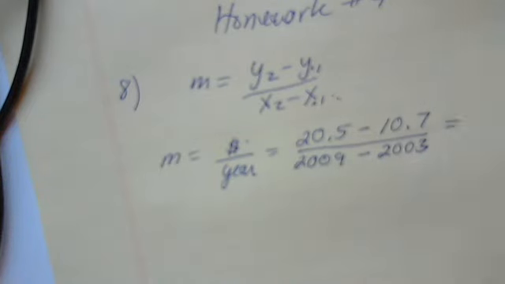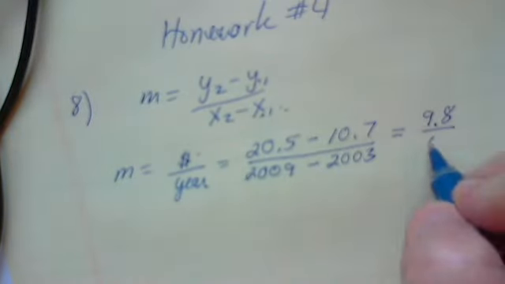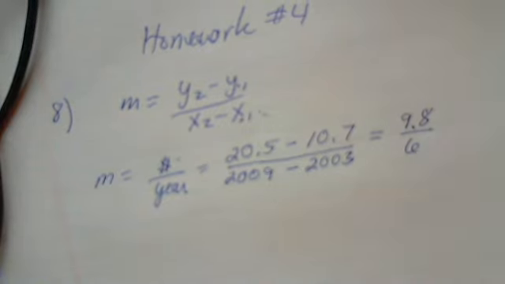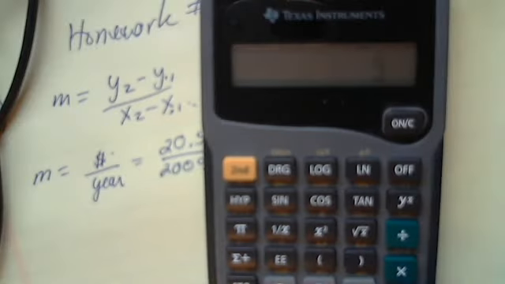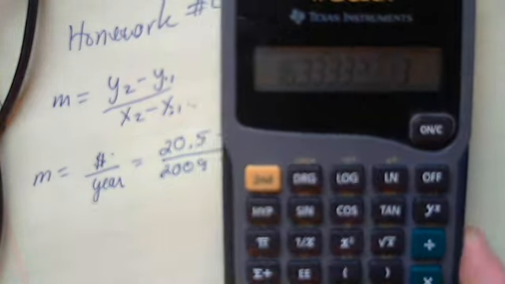So on top, 20 and 5/10 minus 10 and 7/10, I believe, is 9 and 8/10. And on the bottom, 2009 minus 2003 is 6 years. Now I'm not going to leave my answer like this, because if somebody asks me about the average rate of change in credit card penalties, I'm not going to say 9 and 8/10 billion per 6 years. I want to know how much per 1 year. So I actually want to take my calculator and divide these two quantities. 9 and 8/10 divided by 6, and I get 1.633333 repeating. So let's round that to 1 and 63/100.